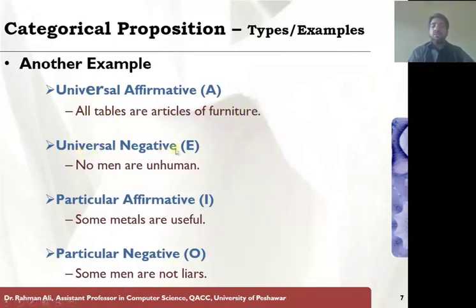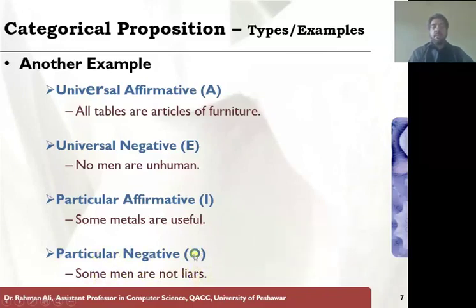And universal negative: for all elements, it will always be false. No men are unhuman. Unhuman is the predicate, and men is the subject. So it means that a universal negative will always be denied. No men are unhuman. And in the case of particular affirmative: some metals are useful. Particular means some metals are useful, and particular negative means some men are not liars.